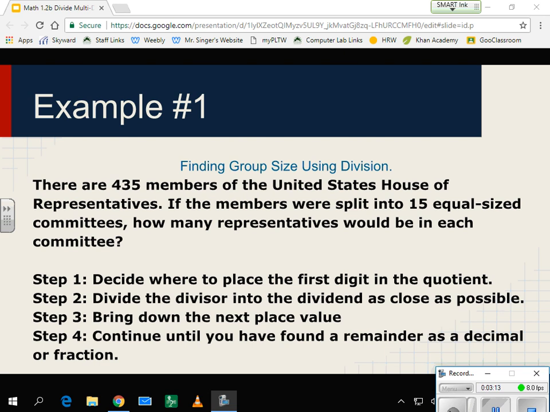Okay, here is a scenario to think about for our example 1. And it's going to kind of be notes as well, but let's put example 1 in our notebook anyways. All right, you're going to find a group size using division here. In the United States government, there are 435 members of the House of Representatives. The members are usually split into at least one committee, and they try to split them all equally into 15 different committees. There's committees about the military, committees about budgets, and so on and so on.